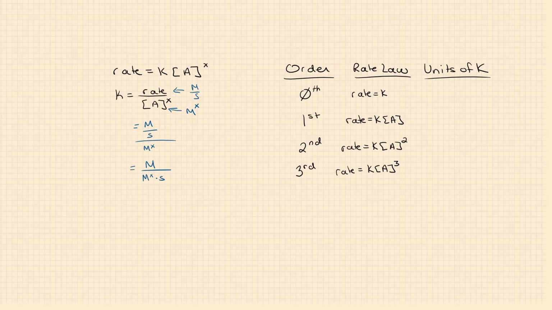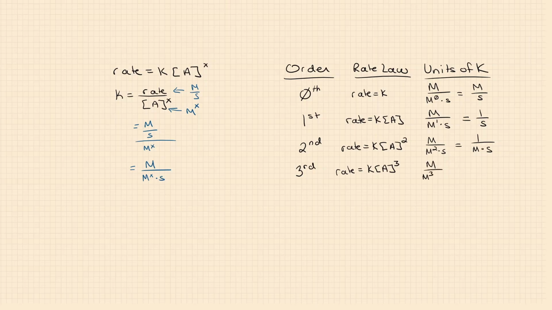So if we plug that into our table, we can solve each of these reaction orders for the units of K. So for 0 order, molarity over molarity to the 0 times seconds, molarity to the 0 cancels out, and we just get molarity per second. For first order, molarity over molarity to the first power times seconds, molarity cancels out, and we just get 1 over seconds. For second order, my molarity on the bottom is squared, so I get molarity over molarity squared. One of those cancels out, and I get 1 over molarity seconds.